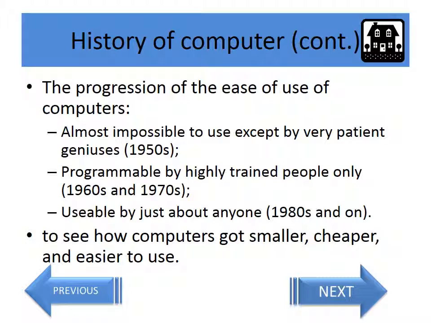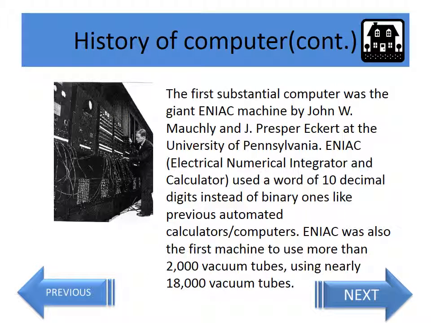It is almost impossible to use except by very patient geniuses in the 1950s, programmable by highly trained people only in the 1960s and 1970s. Also, it is usable by just about anyone in the 1980s and so on. To see how computers got smaller and cheaper and easier to use, move on to the next slide.